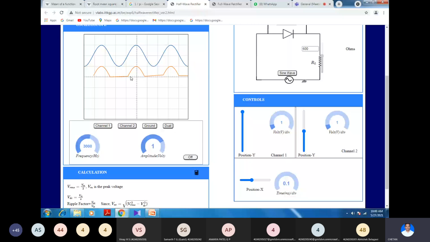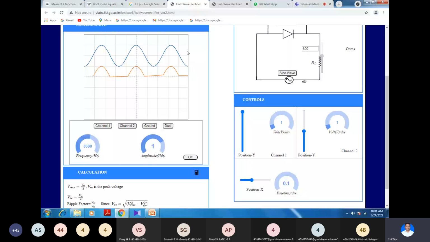How to operate this virtual oscilloscope, you will find the manual in this virtual lab itself. You can go through that manual and find out how to operate it. Basically, the oscilloscope is a measuring instrument where you can find the waveforms or traces of the output signal. I hope the half wave rectification concept is clear.